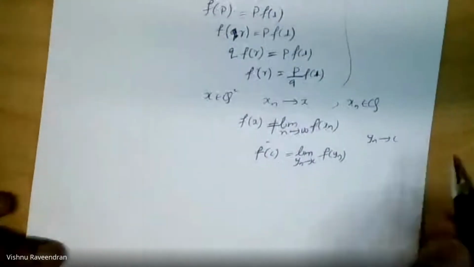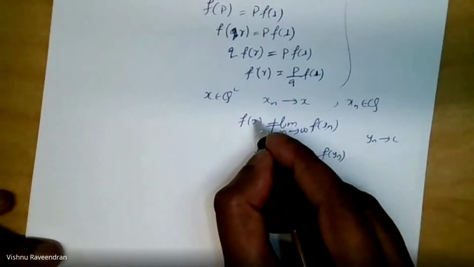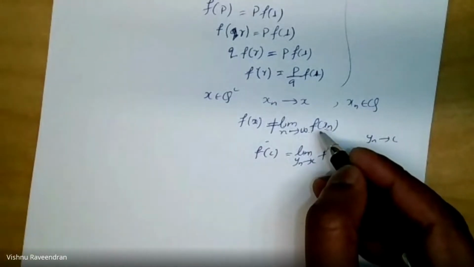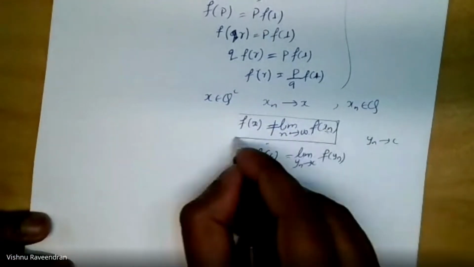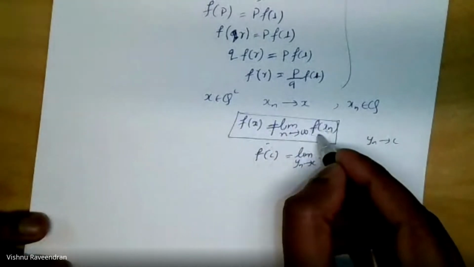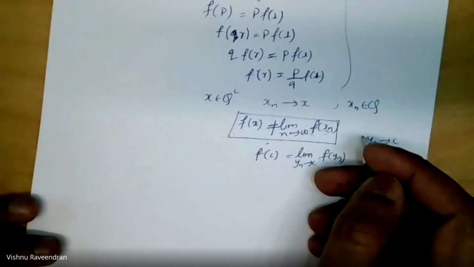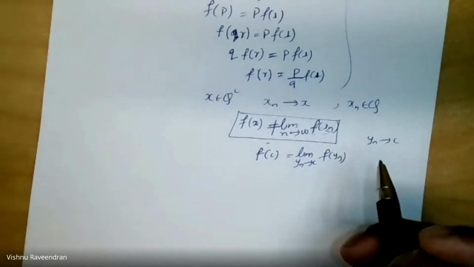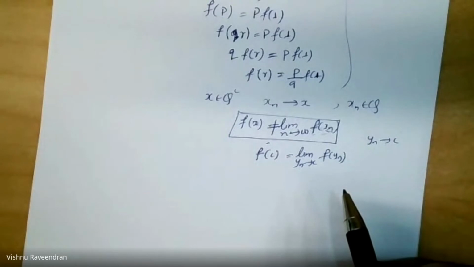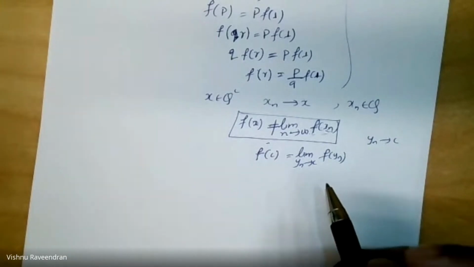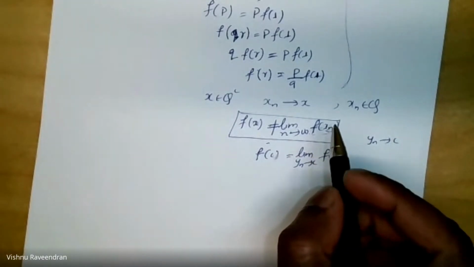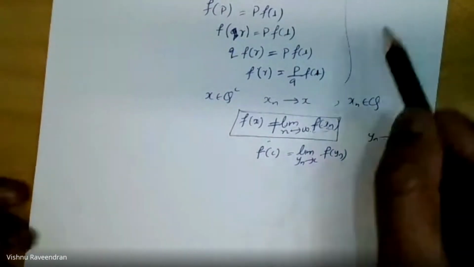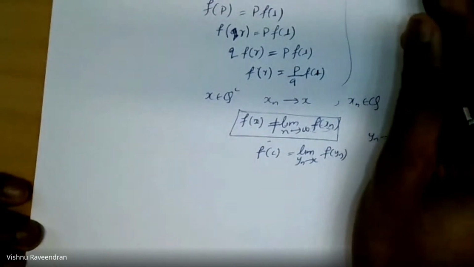So the difficulty here is exactly this: we need to pass the limit n goes to infinity of f of xn to prove it at each irrational point, but to pass this limit we need the continuity of f. That was our aim, to prove the continuity of f. You get my point? Yes, sir. It's a good idea, I would say.